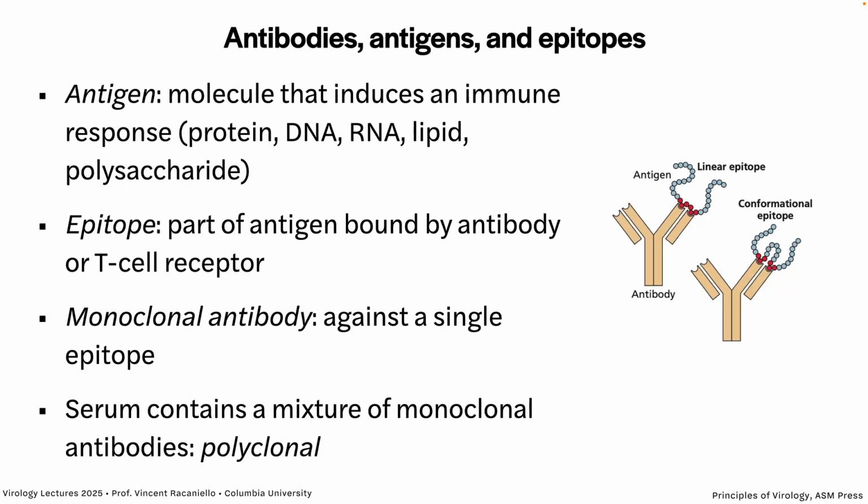Okay, now I've used some terms, so let me define them. The antigen is the molecule that induces the immune response. It can be a protein, a DNA, an RNA, a lipid, it could be a polysaccharide. Anything you inject that induces an immune response. The epitope is part of the antigen bound by the antibody or the T cell receptor.